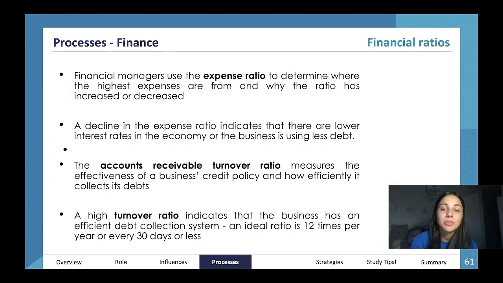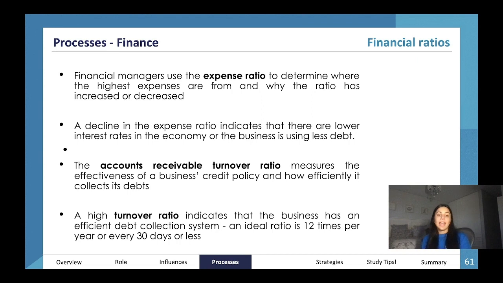Financial managers use the expense ratio to determine where the highest expenses are from and why the ratio has increased or decreased. A decline in the expense ratio indicates there's lower interest rates in the economy or that the business is using less debt, which we don't necessarily want to focus on.